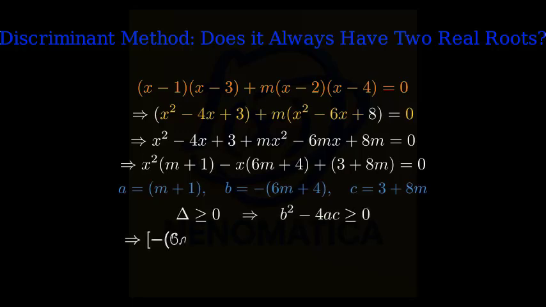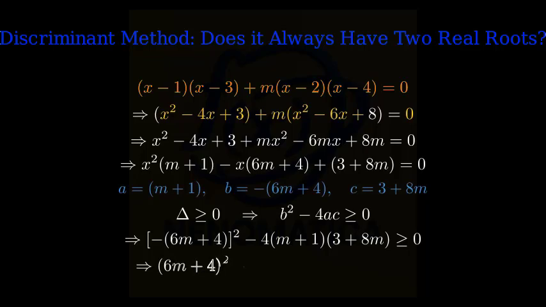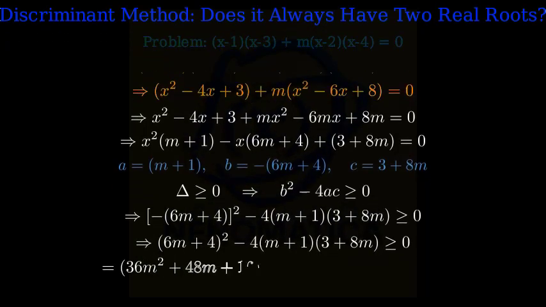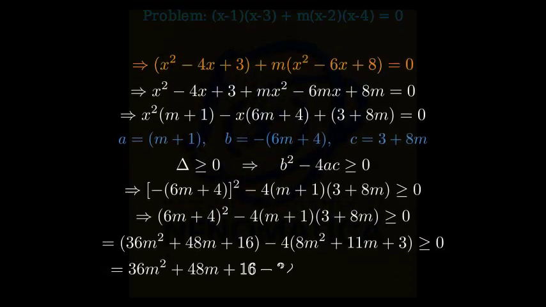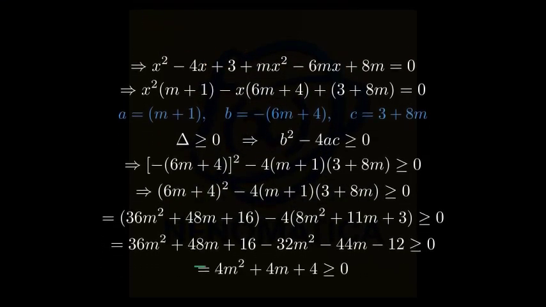Step 3. Apply the discriminant condition for 2 real roots. Delta = b² − 4ac must be greater than or equal to 0. Substitute a, b, and c. Step 4. Now simplify. The square of (6m + 4) is 36m² + 48m + 16.